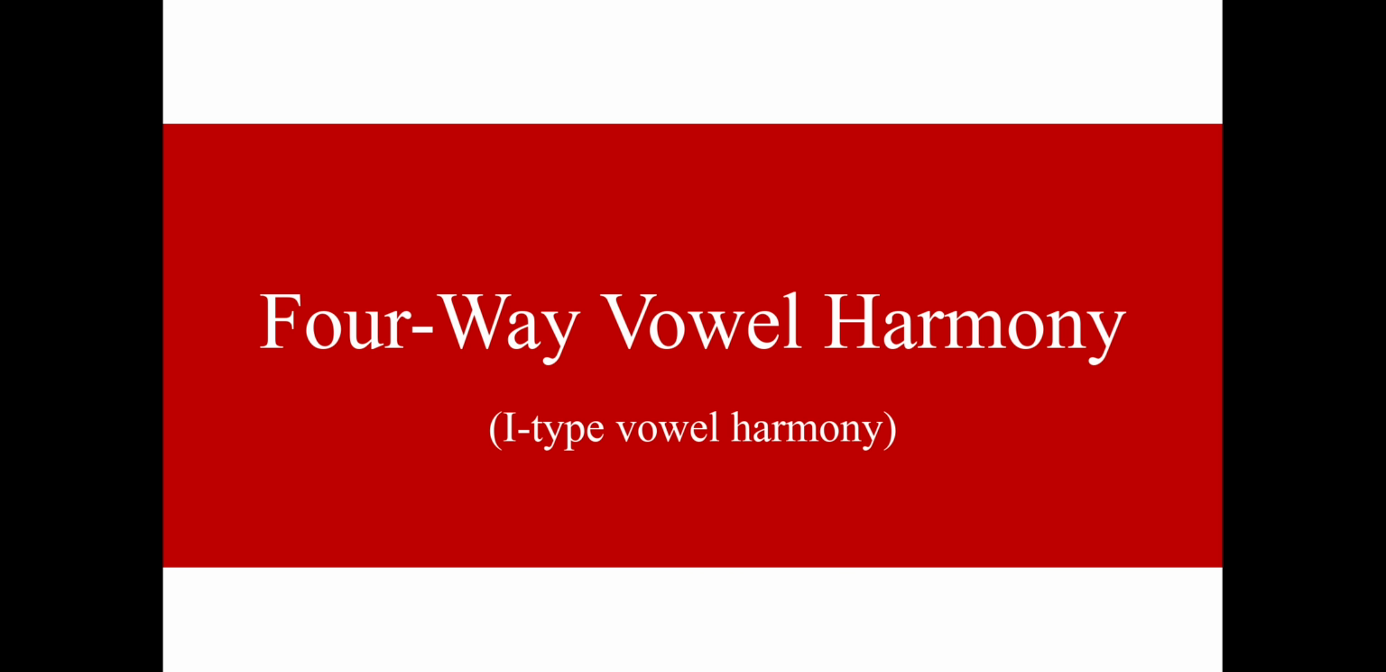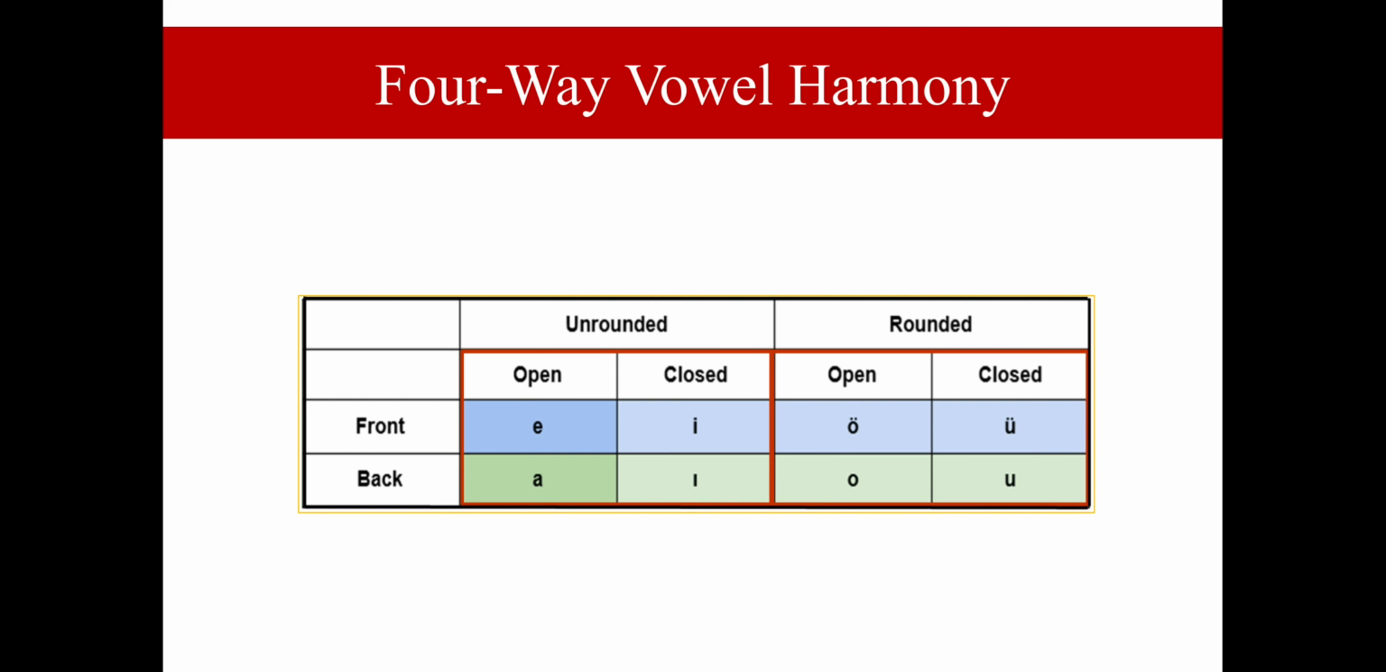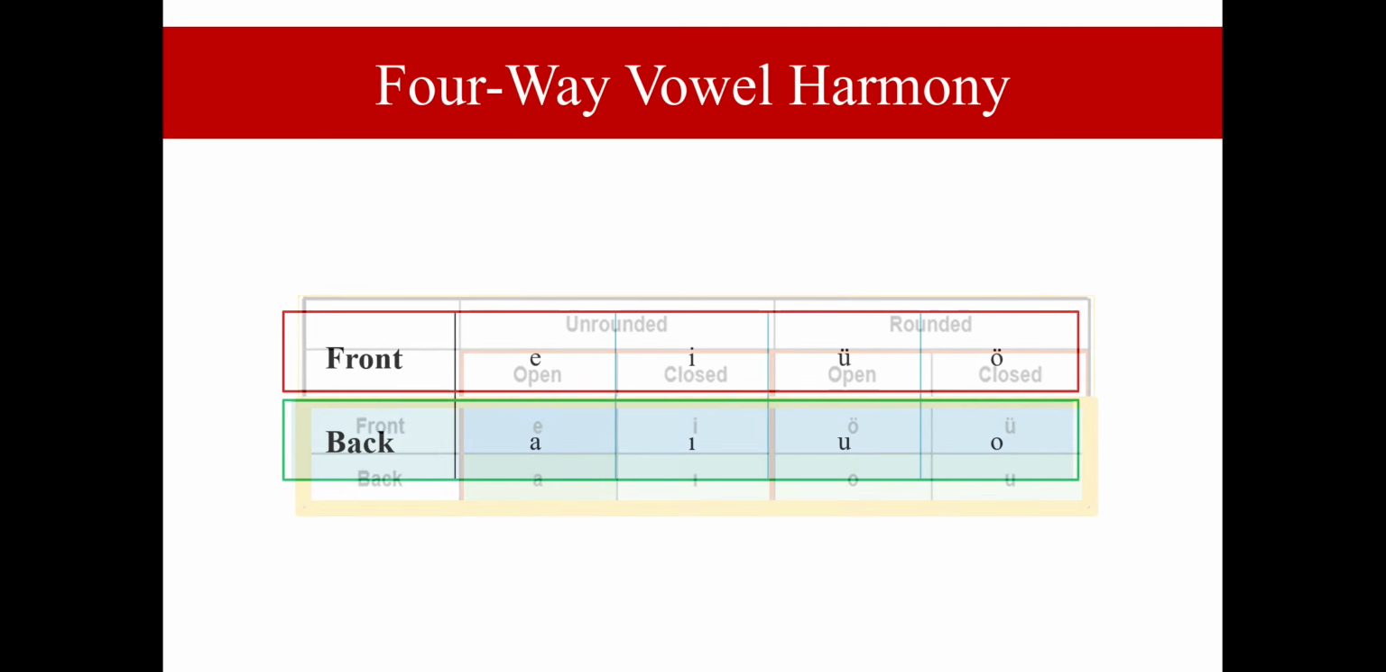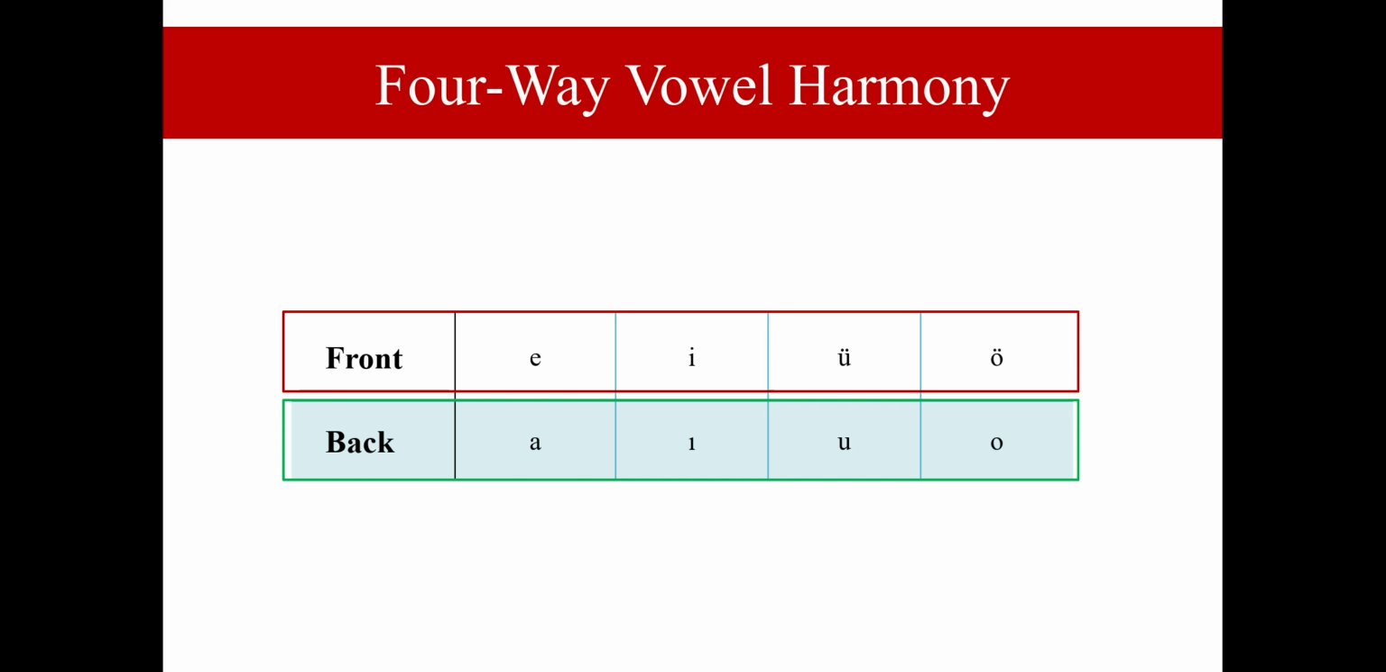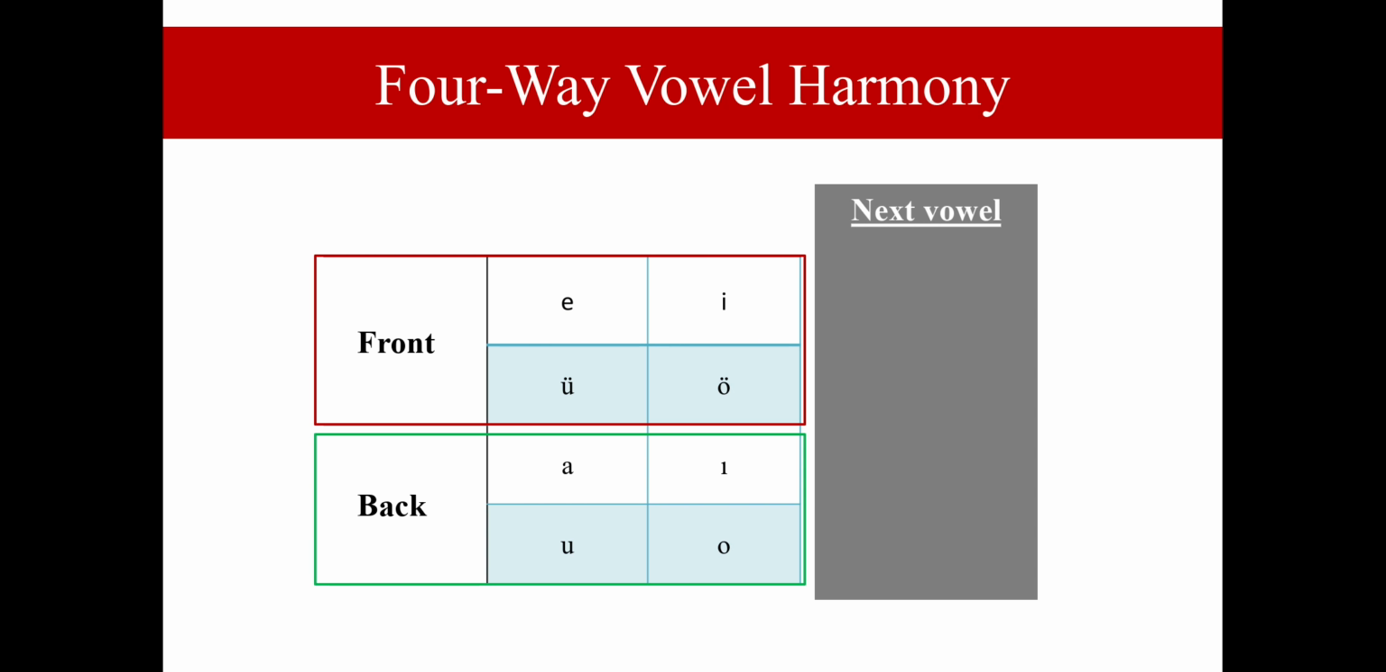Now moving on to four-way vowel harmony, also known as the I type. Now for this again, we only need to consider this section of the table. So I've extracted it out again like this. However, for four-way vowel harmony, we understand that there are going to be 4 options. So we need to split this table from here. So if the very last syllable of the word has E or İ, the vowel in the suffix is going to be İ. We're going to use the İ form of the suffix.